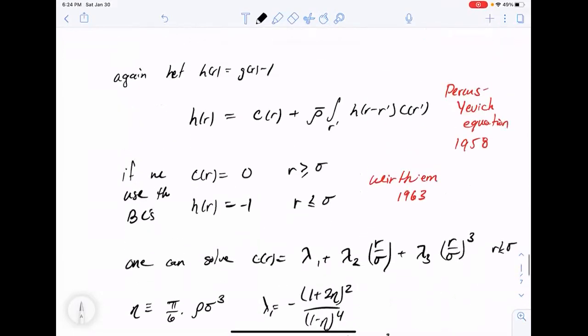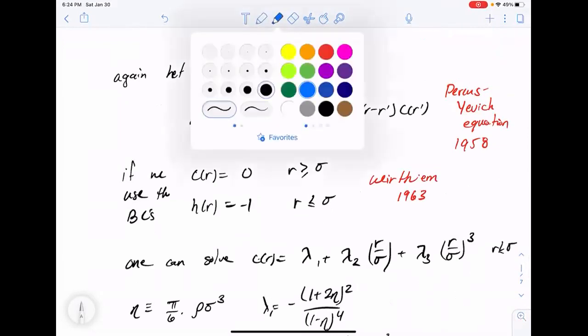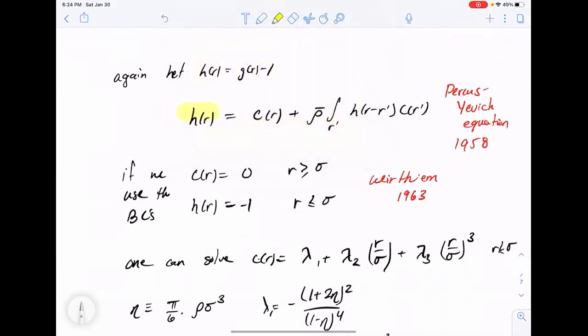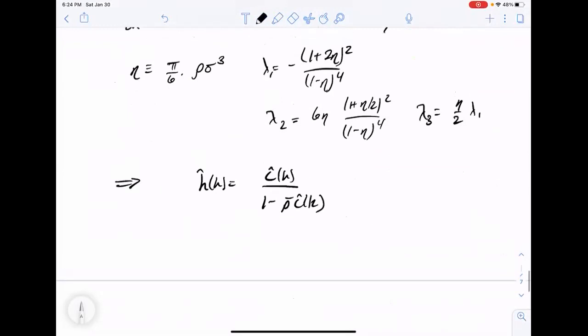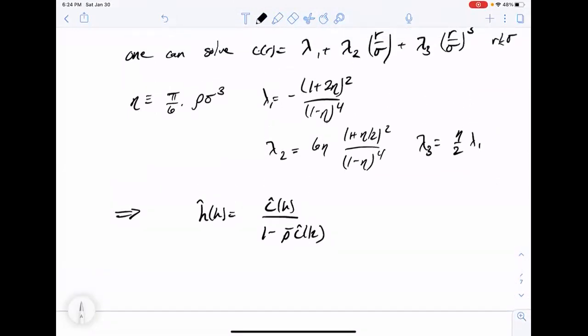And just like we solved Debye-Huckel theory, if we know C of R, we just have some Fourier transforms to then solve for H of R. In fact, if we Fourier transform both sides, we'd have H hat of K is equal to C hat of K over 1 minus rho bar C hat of K. C of R is just a polynomial in R. It has a Fourier transform, so that's fine.